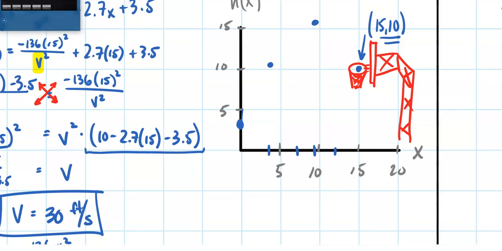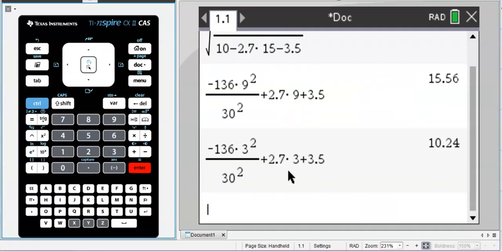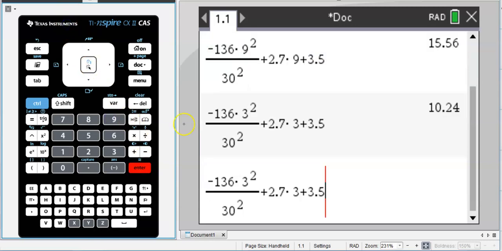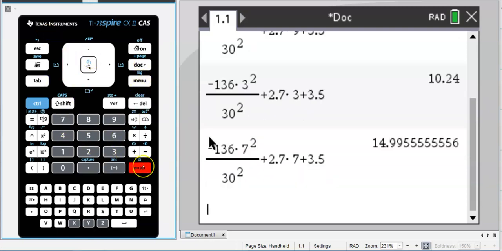Then when x is, I think I said 8, if I'm not mistaken, or was it 7? I'm going to go with 8 this time. No, I'm sorry, I do want to go back to 7 because I don't want to pick a data point too close to this one. So I'll use 7. Just press the up arrow until the expression is highlighted. Now we can use our left and right arrows to move our cursor, and we'll change every 3, in this case, to 7. So the height here is about 15 feet.